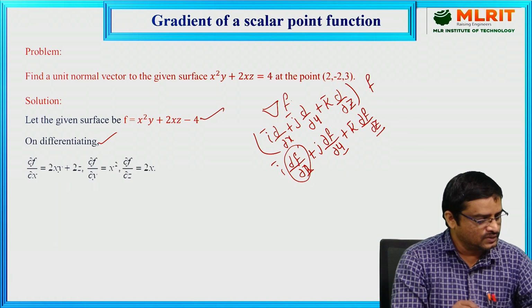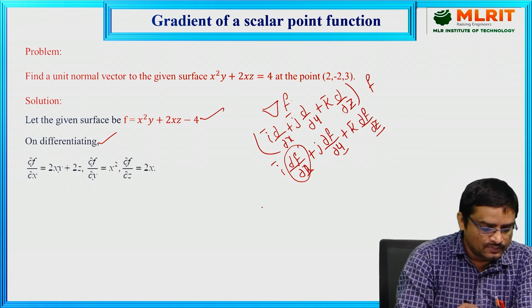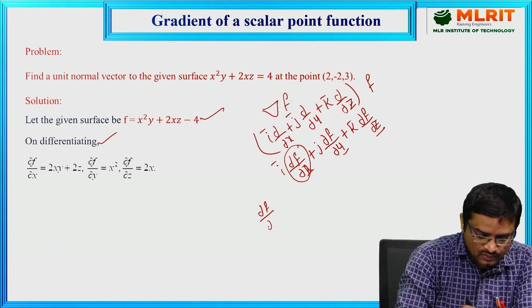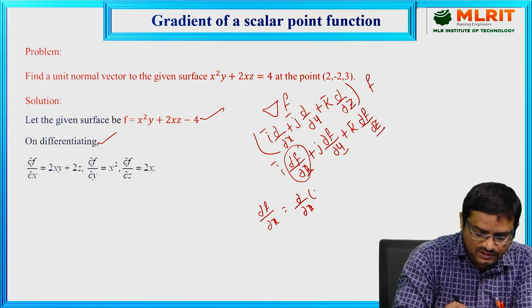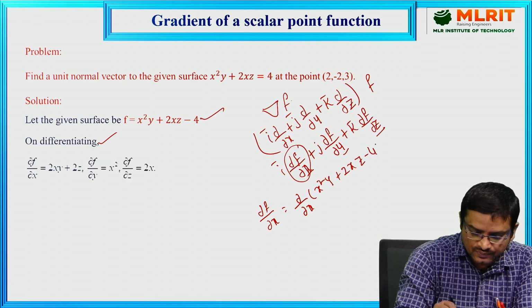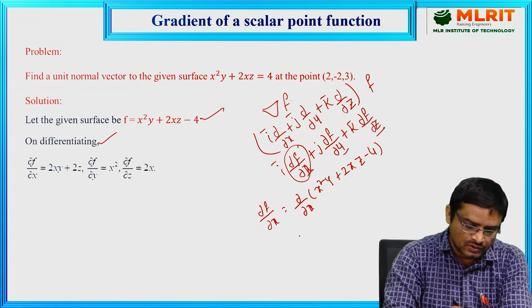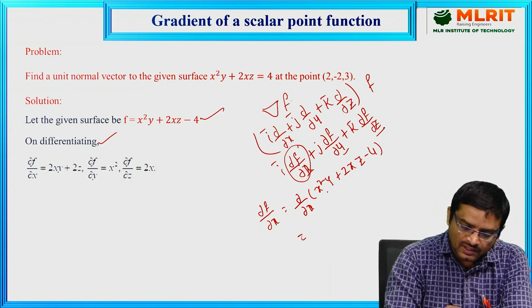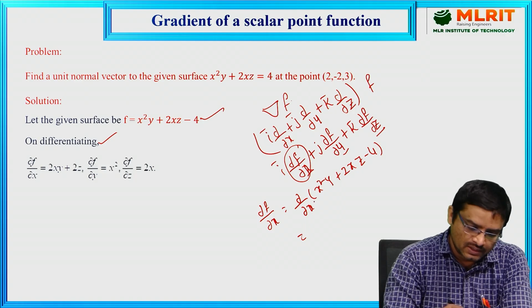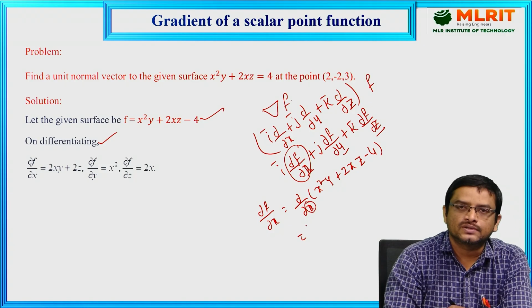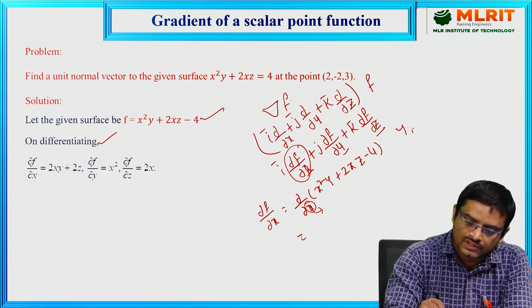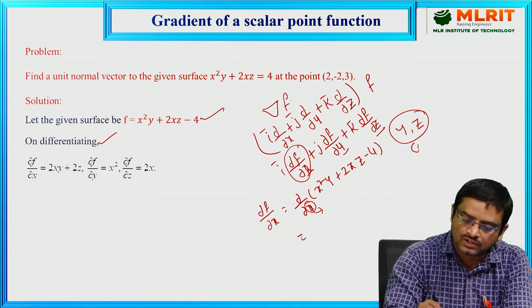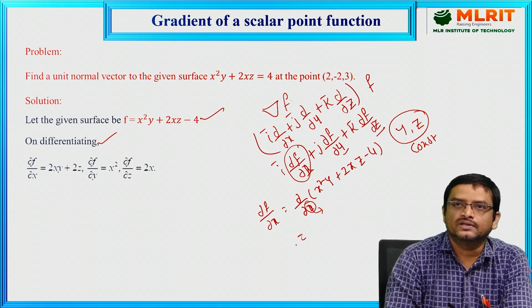Once we apply the partial derivative, we know how to apply it here. Dou f by dou x is equal to dou by dou x of f. What is our scalar point function? This is x square y plus 2xz minus 4. Here we have three variables x, y, z, but we are applying the partial derivative with respect to x. Whenever we apply the partial derivative with respect to x, we have to consider the remaining two variables y and z as constant. We should not forget this.